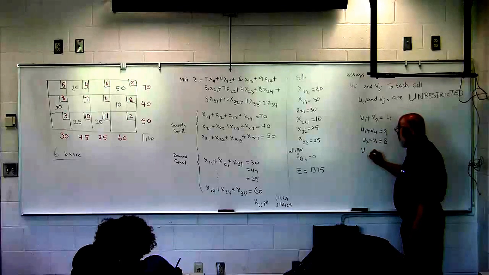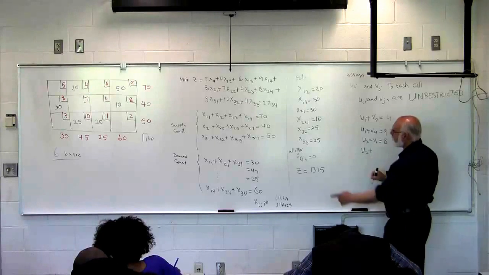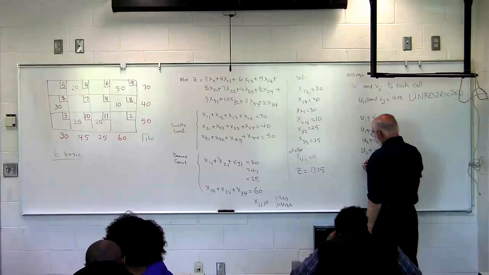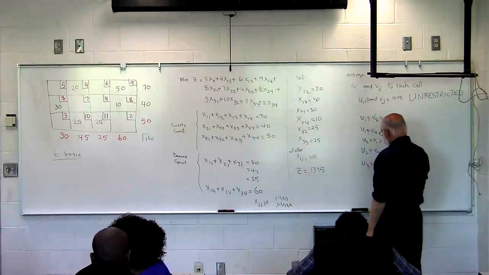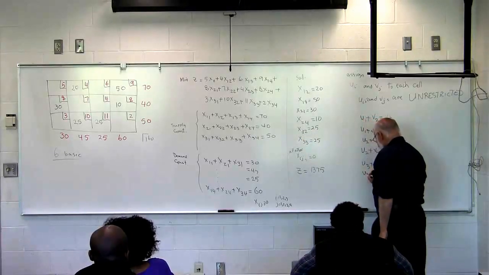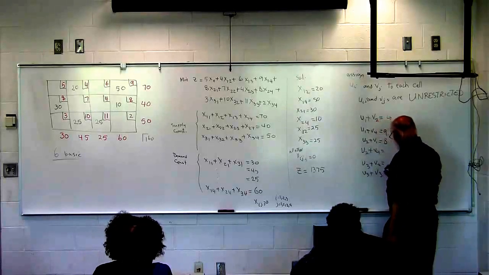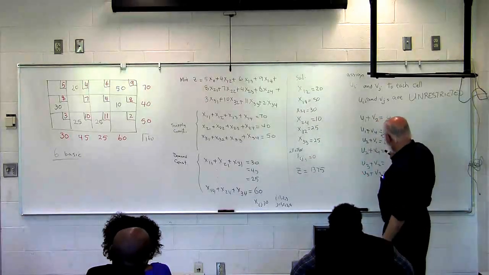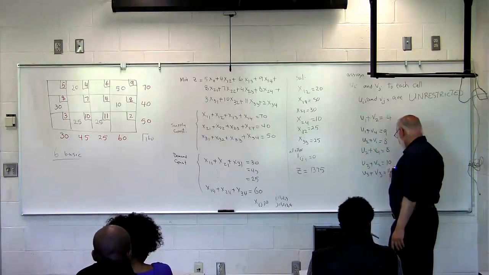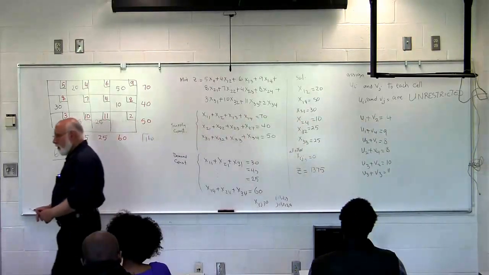So next one will be u2 plus v4, next one will be U3 plus V2, next one will be U3 plus V3, and that is all. The numbers are going to be 8, 10, and 11. Okay.